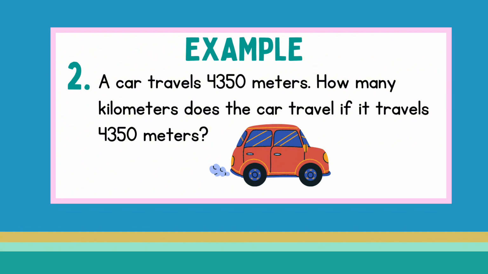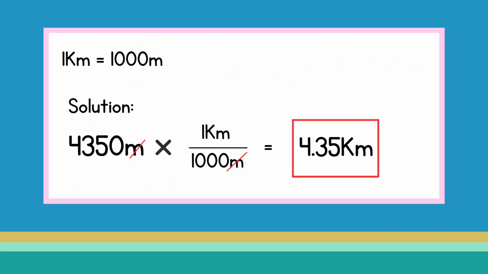A car travels 4,350 meters. How many kilometers does the car travel if it travels 4,350 meters? Like in the first example, we need to first find out how many kilometers the meters have. 1 kilometer is equivalent to 1,000 meters. We're also going to use dimensional analysis in solving this problem. Now let's start solving it.